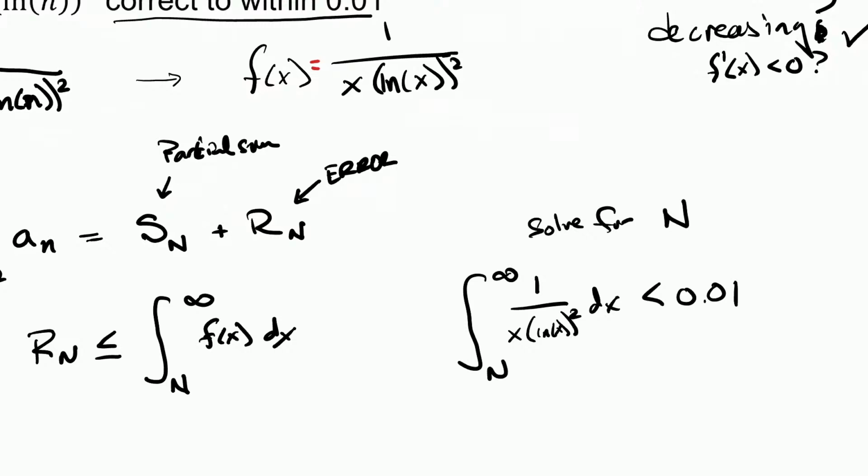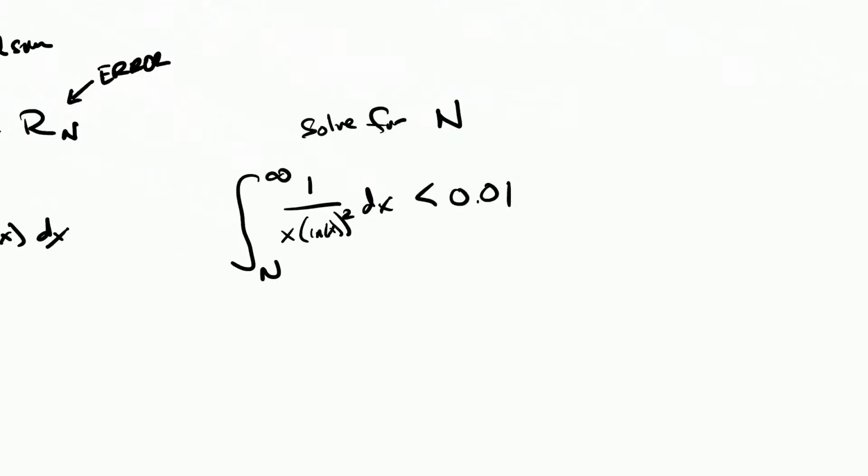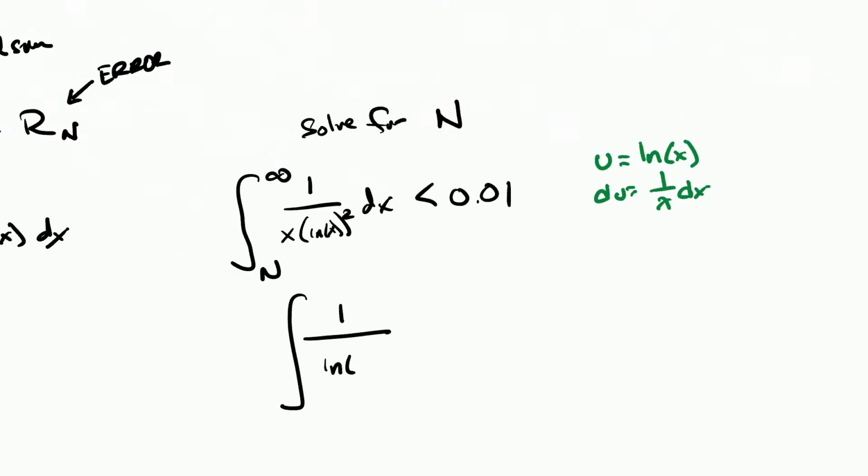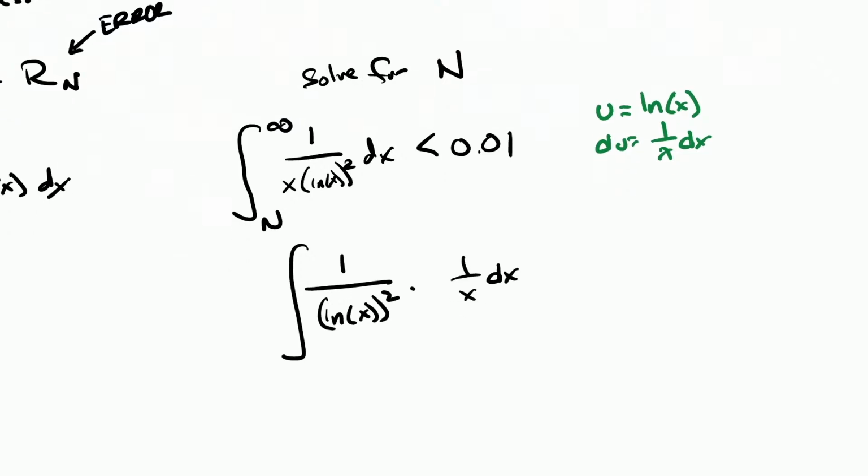Not hard, though. I hope you can see that this is an easy substitution problem. But in case you can't, I'll write down my substitution. u is equal to natural log of x, du is 1 over x dx. And so this thing can be written like this: 1 over natural log of x, quantity squared, times 1 over x dx. And so this will become the integral of 1 over u squared du.